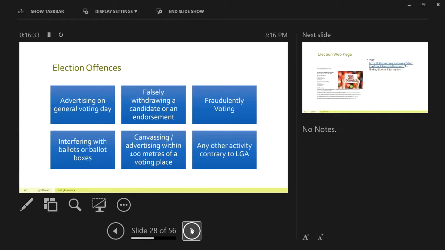So election offenses: advertising on general voting day is a no-no. Falsely withdrawing a candidate or an endorsement, fraudulently voting, interfering with ballots or ballot boxes, canvassing or advertising within 100 meters of a voting place, any other activity contrary to the Local Government Act. And you don't have to read the whole Local Government Act.